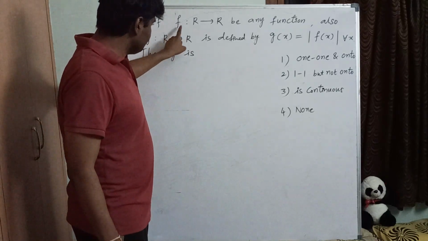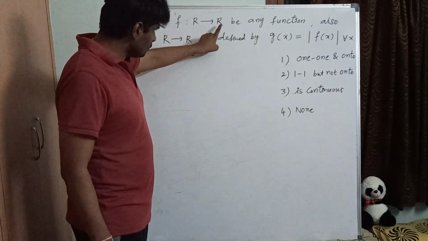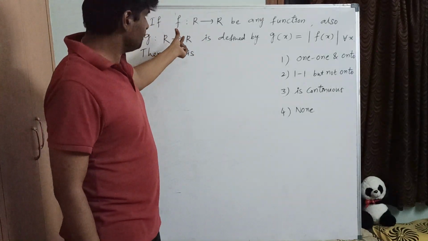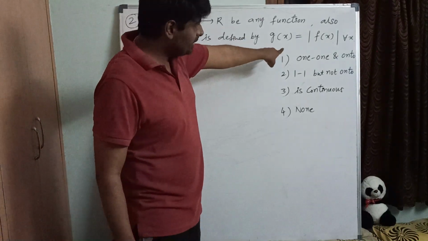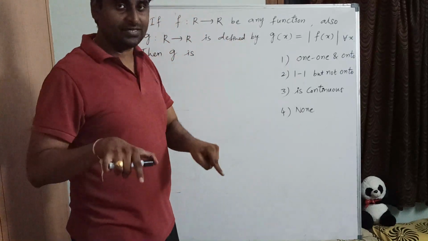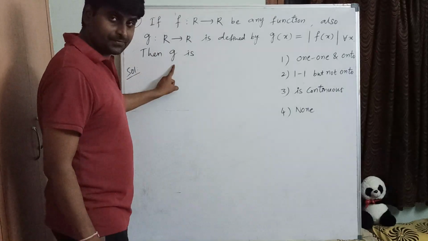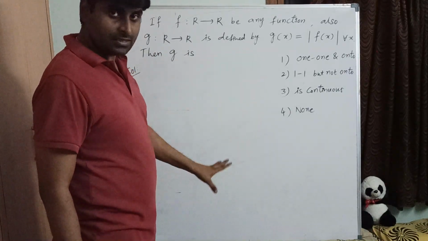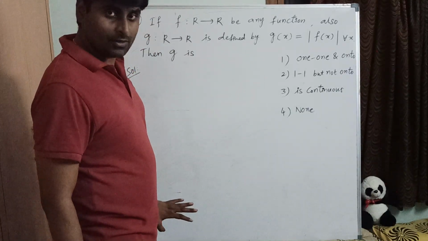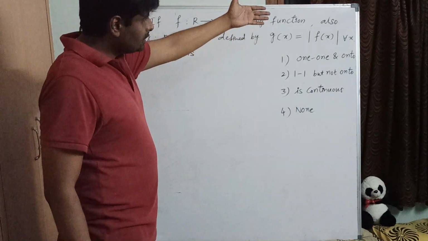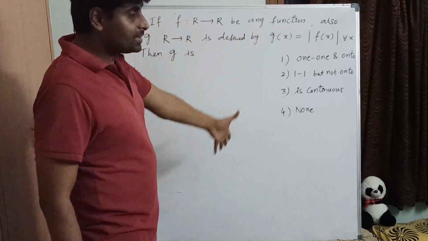The domain of f is R and the codomain is also R, and g is also defined from R to R only. But how is g defined here? Modulus of f of x. Then what is g, one-one, onto? We can understand this question easily and go for the correct answer.